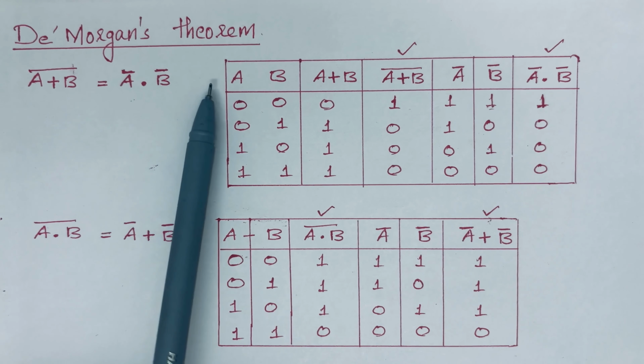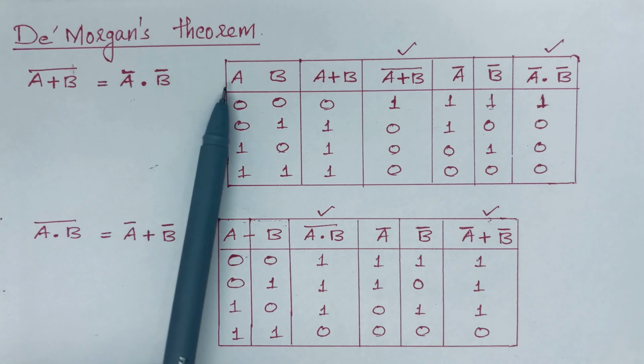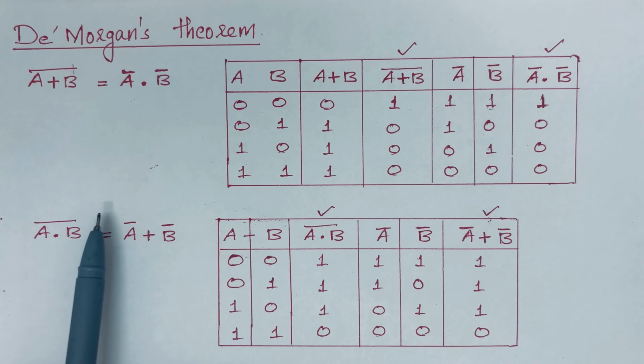So now we will see an important theorem of Boolean algebra, which is De Morgan's theorem. So two equations are there in De Morgan's theorem.